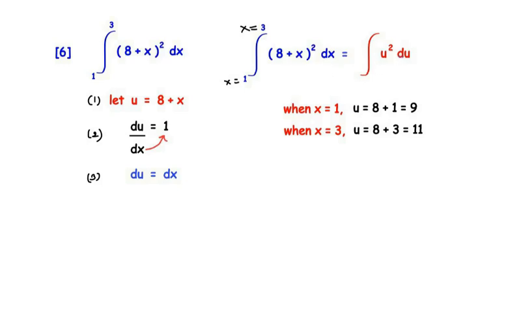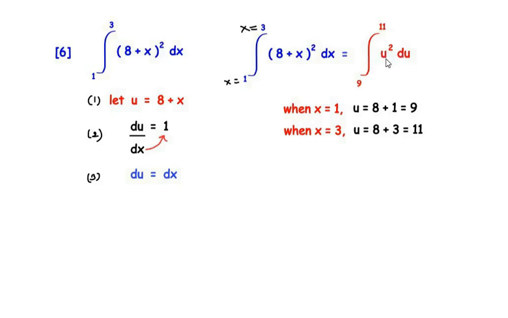So here for the lower limit, when x is equal to 1, we get u is equal to 8 plus 1. This is going to give us 9, and when x is equal to 3, we get u is equal to 8 plus 3, giving us 11. So the lower limit and upper limit now become 9 and 11. Integration of u square du.